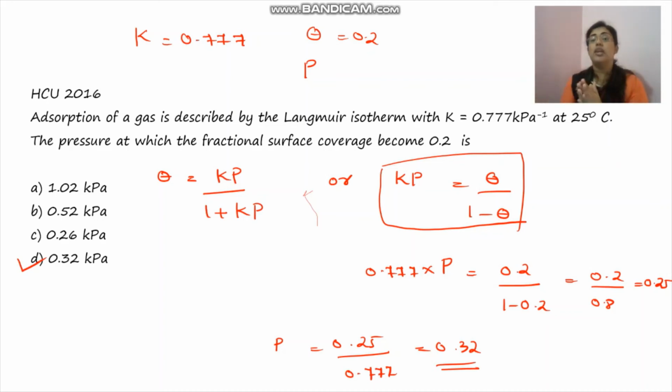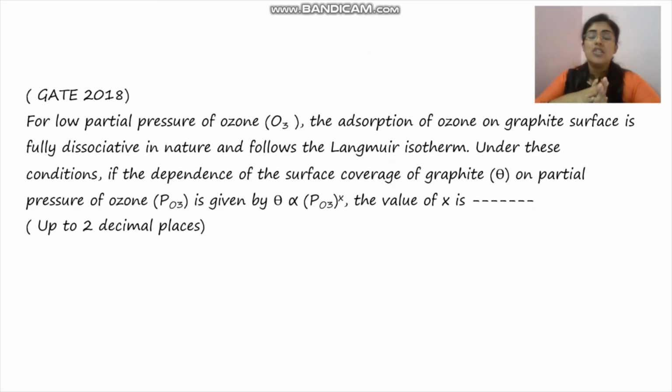Just by substituting in this equation, we can find out the value of pressure to be 0.32 kilopascal. So we come to the last question of this video. It's from GATE 2018. The question says that for low partial pressure of ozone, the adsorption of ozone on graphite surface is fully dissociative in nature and follows Langmuir isotherm.